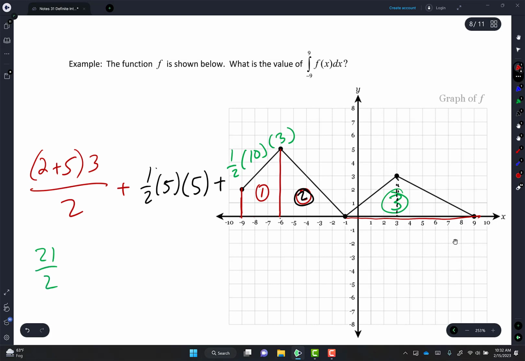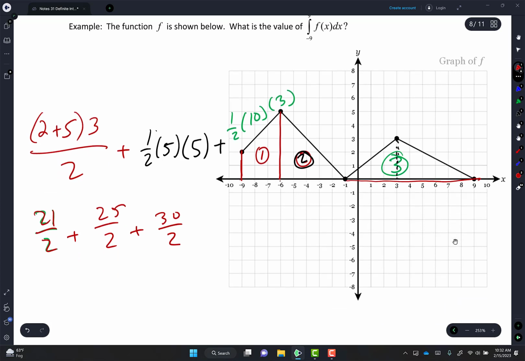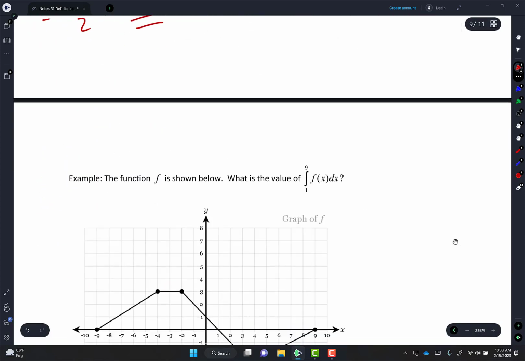21 over 2 plus 25 over 2 plus 30 over 2. Let's see, 21, 30, 40, 50, 55, 65, 75, 76 over 2. So that's 38. How do we feel with that, guys? Okay, let's go to the next one.